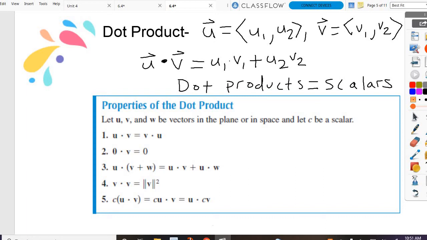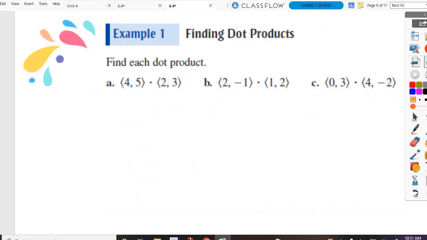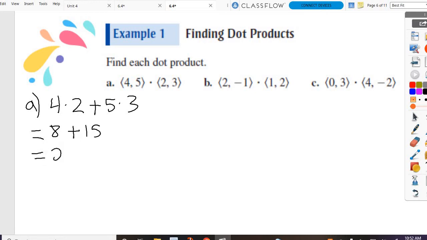So let's look at an example. It says find each dot product. Now, what are our answers going to be for our dot products? Scalars. So I'm just going to get a number. So notice like on A, okay, I'm going to do my x components, so 4 times 2, and then I add my y components, so 5 times 3. So we get 15. 8 plus 15, which gives us 23. And that's our answer.